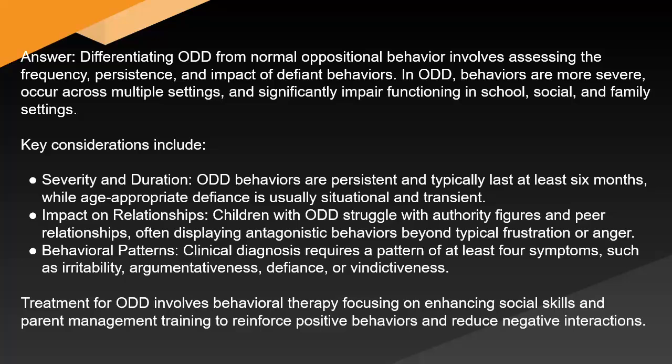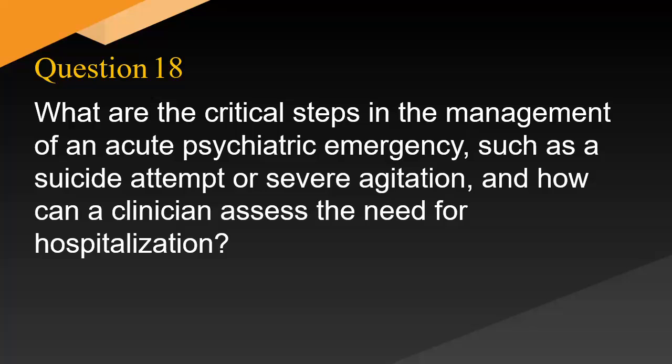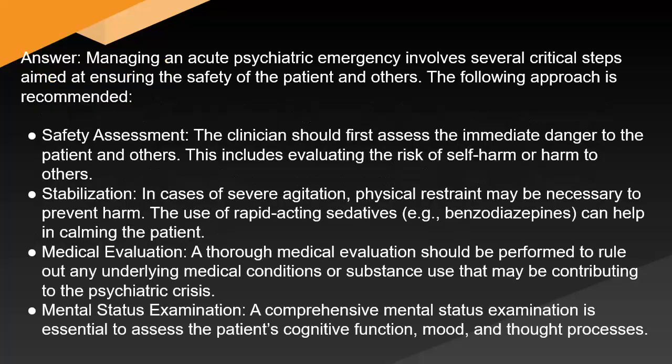and reduce negative interactions. What are the critical steps in the management of an acute psychiatric emergency, such as a suicide attempt or severe agitation, and how can a clinician assess the need for hospitalization? Answer. Managing an acute psychiatric emergency involves several critical steps aimed at ensuring the safety of the patient and others. The following approach is recommended. Safety assessment. The clinician should first assess the immediate danger to the patient and others. This includes evaluating the risk of self-harm or harm to others.